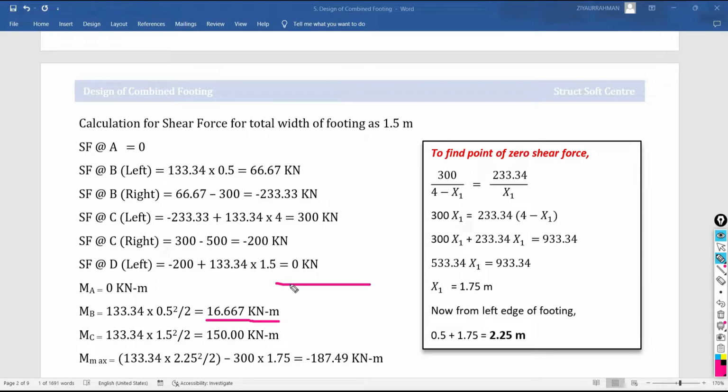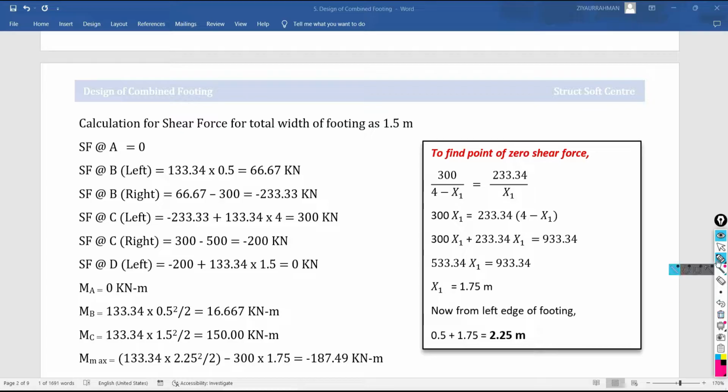Likewise at the C point. This is your A, this is your B, this is your C under the column, and this is your D. At A and D the bending moments are 0. At B we have calculated the bending moment as 16.667 kilonewton meter. Now to calculate at the C point, the bending moment is 133.34 kilonewton per meter multiplied by 1.5, this much span is 1.5, squared divided by 2. You are getting the bending moment as 150 kilonewton meter.